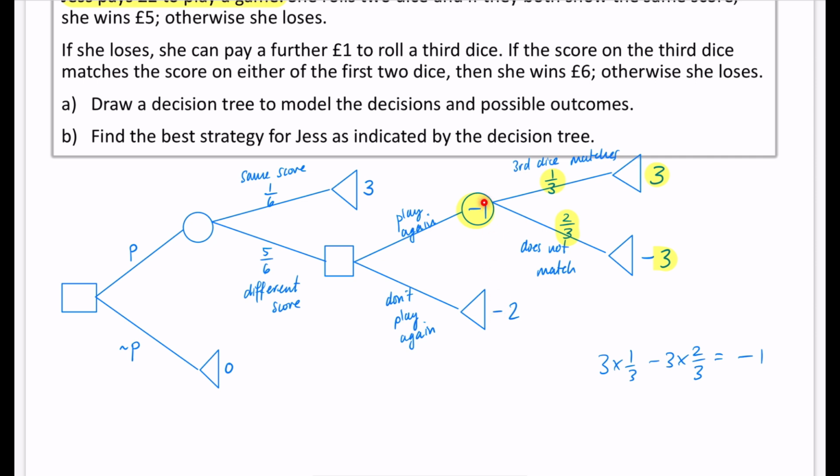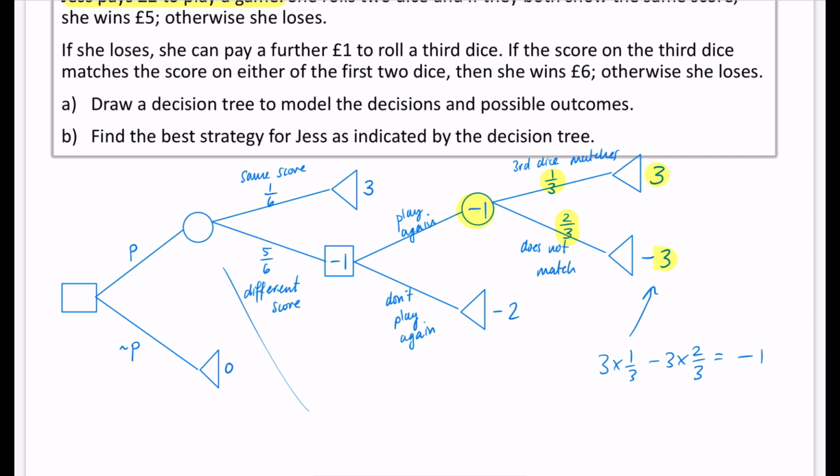But the choice that we've got between these two is a -1 and a -2. So if she was going to make a decision between these two things, we're going to put in the better value, which is -1. That is a higher value. So those were those calculations.